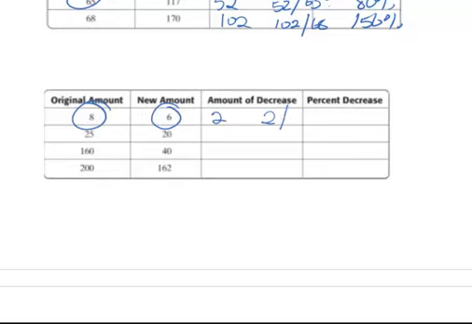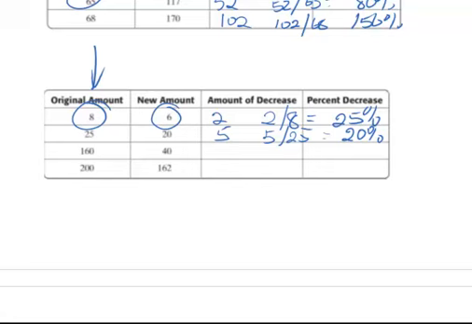I'm going to take that number 2, I'm going to divide it by my original amount, 2 divided by 8 on my calculator, 0.25, as a percent, 25%. The next one I have here, from 25 to 20, it went down by 5. So I take my number 5, divide it by 25. That should give me 0.2. As a percent, that's 20%.